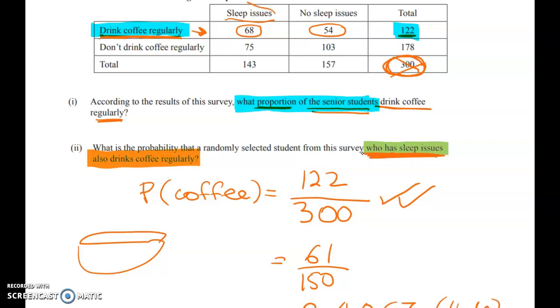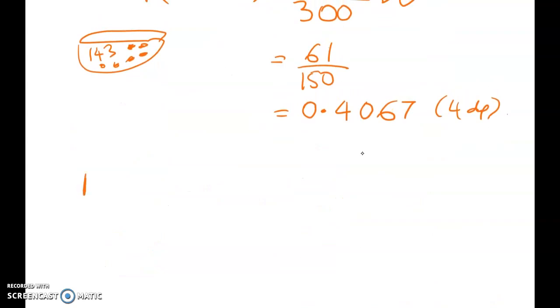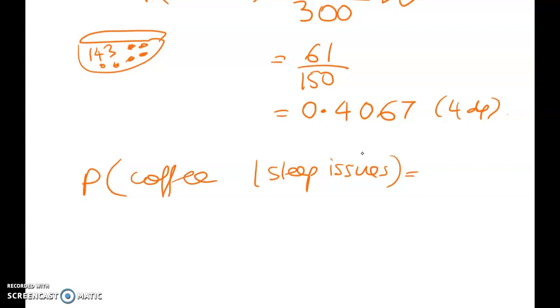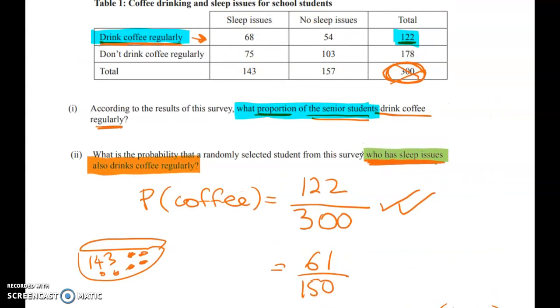And to find that number out, we look at the sleep issues column and we go down to here. And there are 143 who've got sleep issues. So there are 143 names in that hat, right? Imagine they've all written their answers on a little piece of paper. And we want to know, out of those 143, what proportion drink coffee regularly. So the notation that we use for this is what I did in class yesterday. So given that they have sleep issues, what's the probability that they drink coffee? Well, we're choosing out of 143, and now we have to go back to the table. Let's get rid of all the muck.